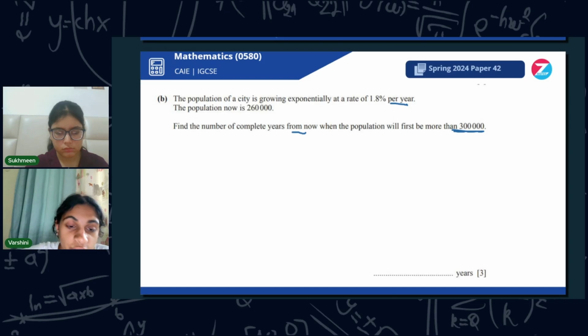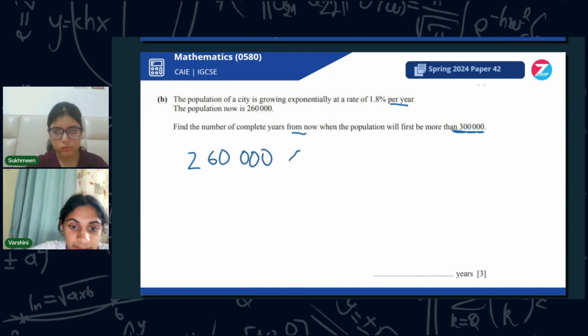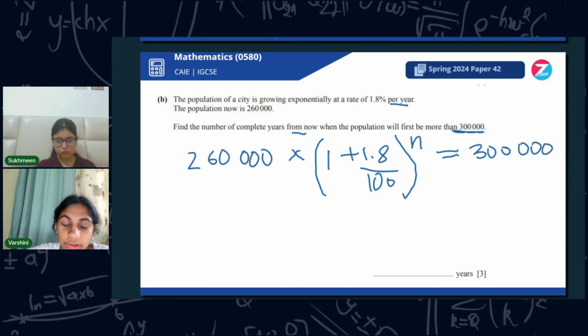So we know that for exponential rate, what we have to do is similar to the compound interest formula. So the population is now 260,000. We just multiply that by 1 plus 1.8 by 100, to the power n. What we want here is n, and this is going to equal 300,000. Okay, so first let's get rid of this 260,000.